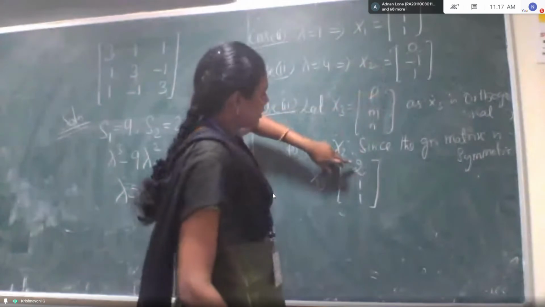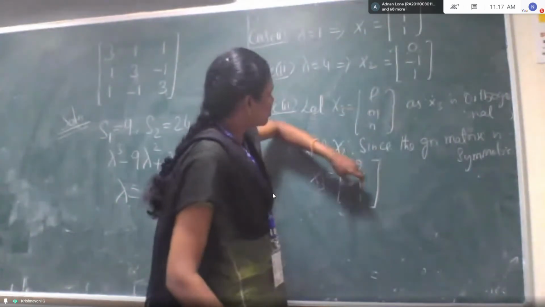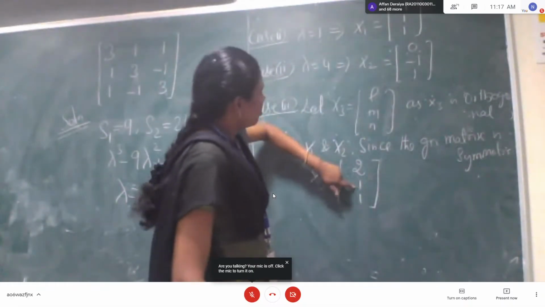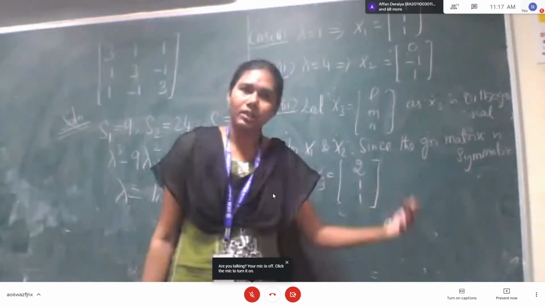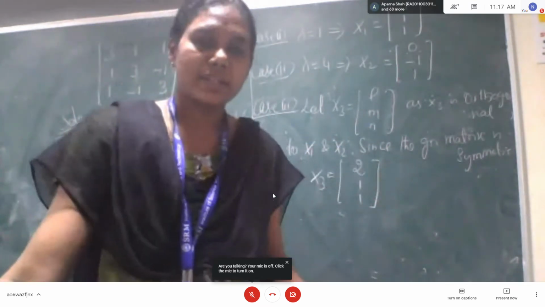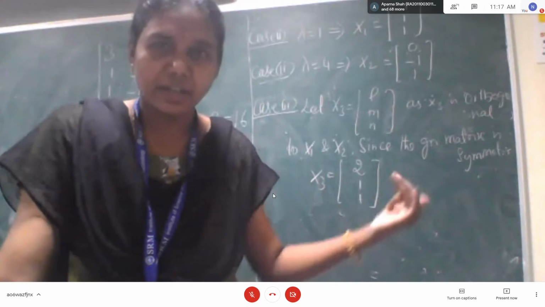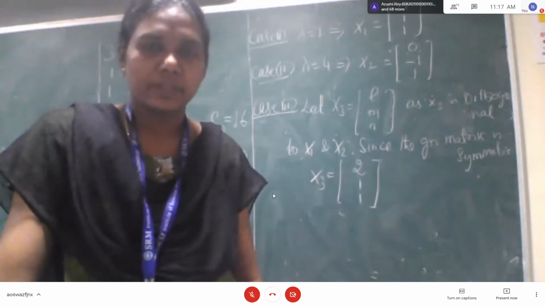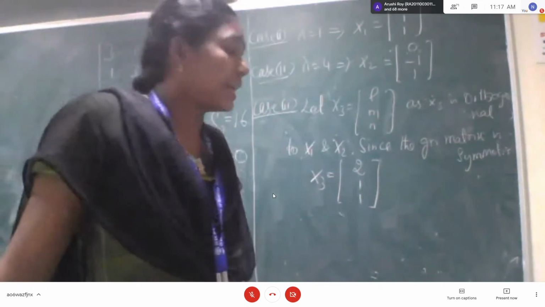We can check with this. 0 -1 plus 1, 0. -2 plus 1 plus 1, that is 0. Okay, all the three answers are right. In case you get a different answer, check with that orthogonal condition. Then only we know that our answer is right or wrong.